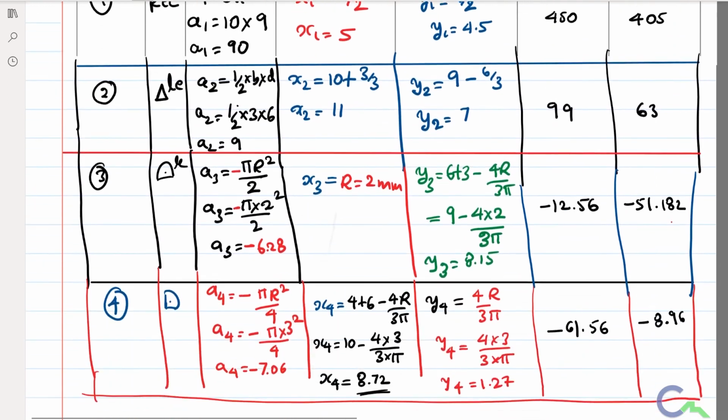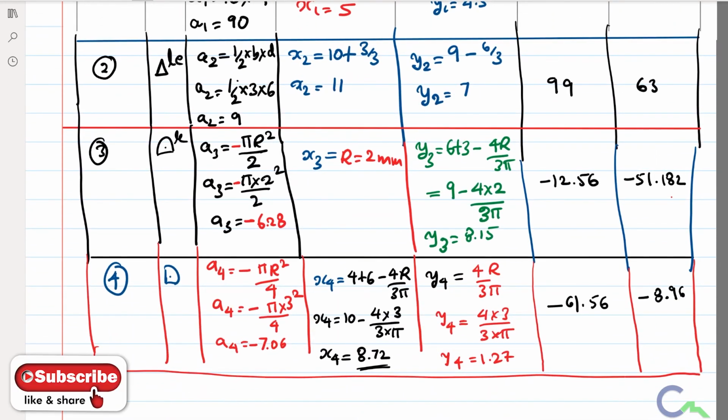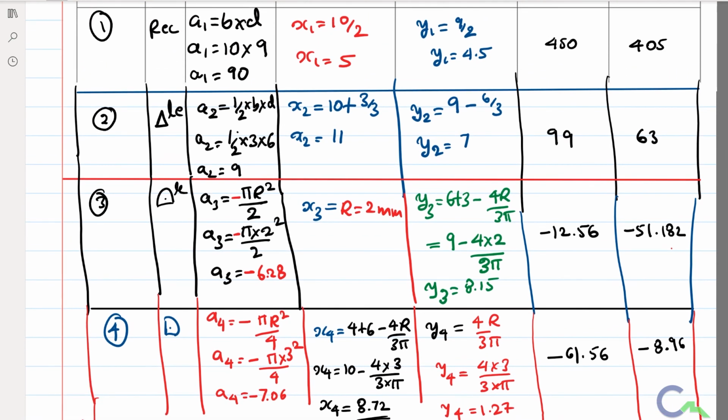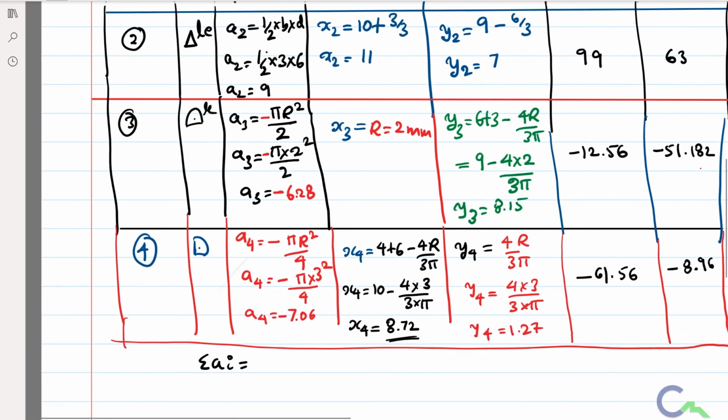So if I do the summation, first I am going to do the summation of area, that is sigma Ai. So the A1 value we got is 90 plus A2 is 9, then the A3 value we got is minus 6.28, then the A4 value we got is minus 7.06. Therefore the summation of area we will get 85.66.